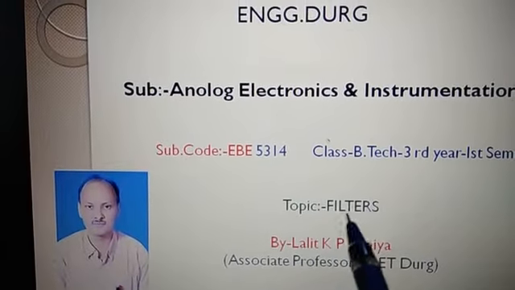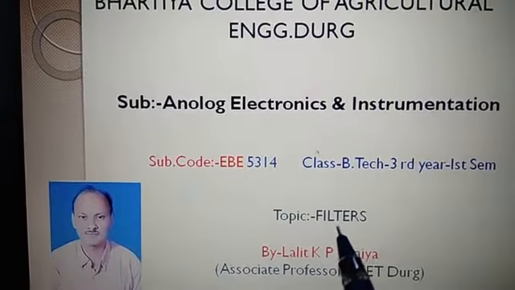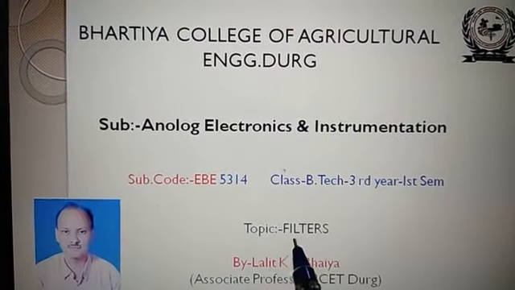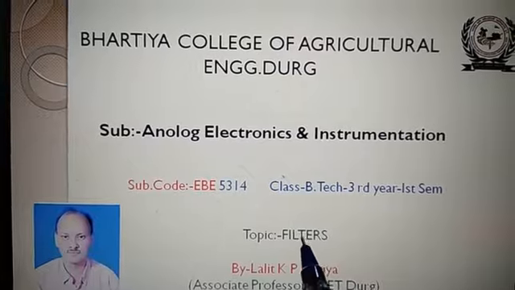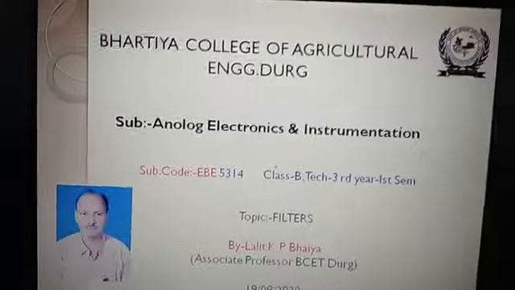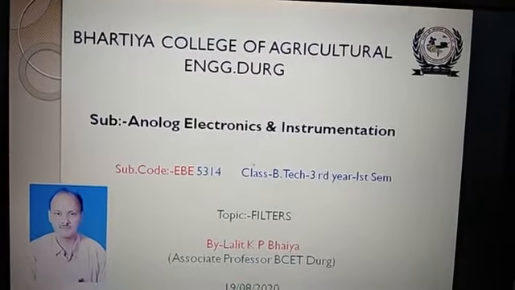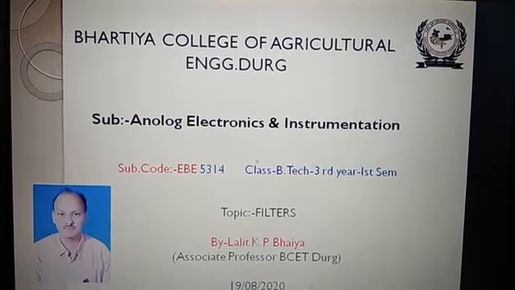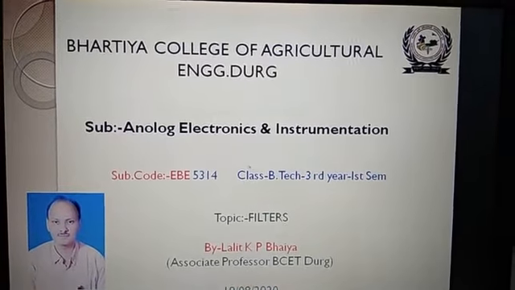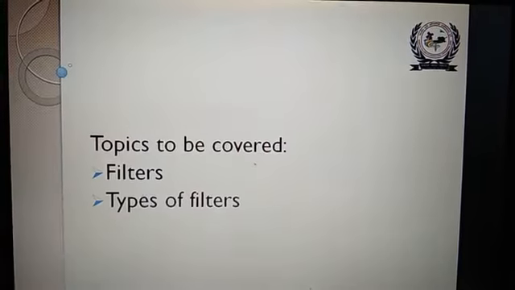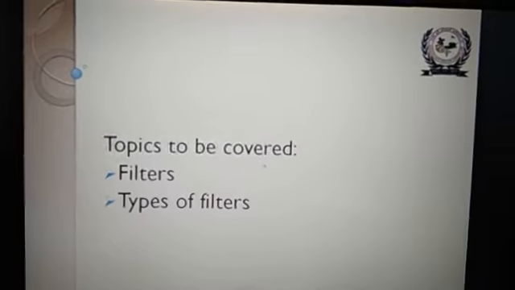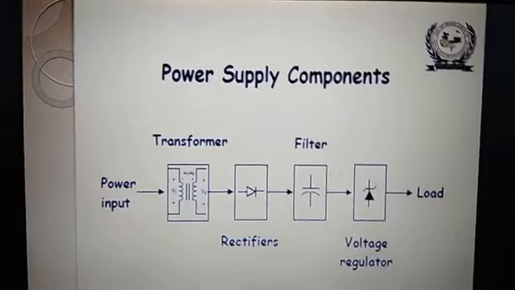What are the different types of filters used after the rectifiers to get somewhat improved DC. These filters will remove the AC components. Ripple will be removed using this filter circuit. So let us go ahead and discuss the filters. Basically, we will cover the filters and types of filters.